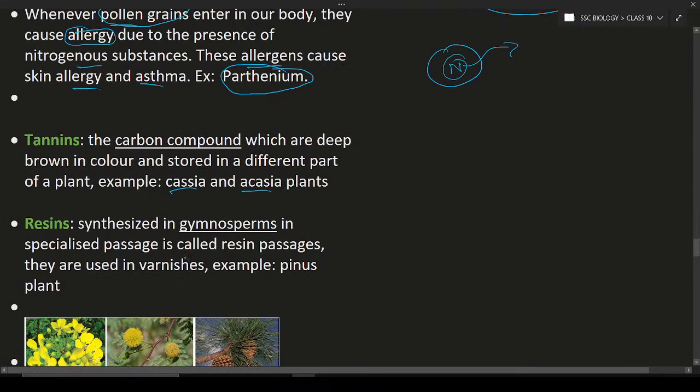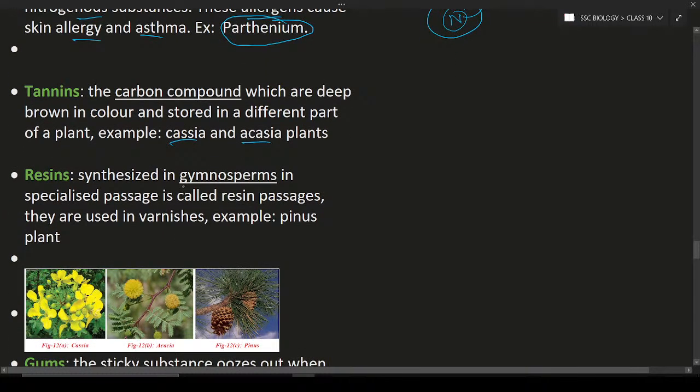Okay. Next is the resins. Resins are synthesized in gymnosperms. In gymnosperms, these resins are produced. Gymnosperms are nothing but a type of plant. These plants are going to produce resins, and these resins are used in the varnishes.